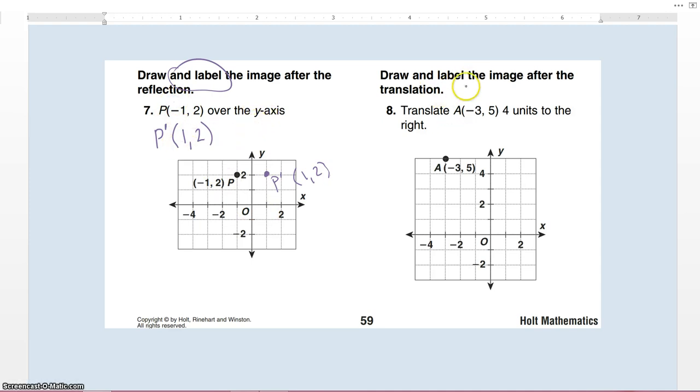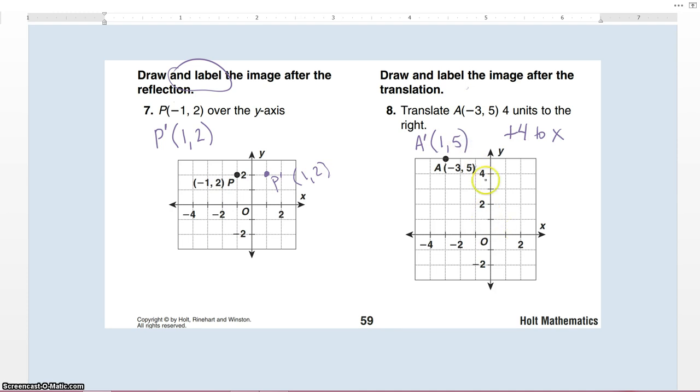Let's look at this one. Again, draw and label. Here's the original. A is -3, 5, 4 units to the right. So that is going to add 4 units to the x value. So the x value right now is -3. So our new point, A prime, if we add 4 to this, that's going to be +1, 5.